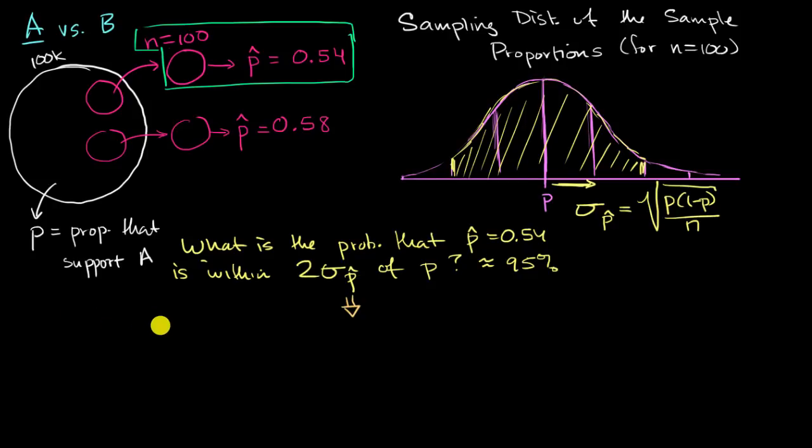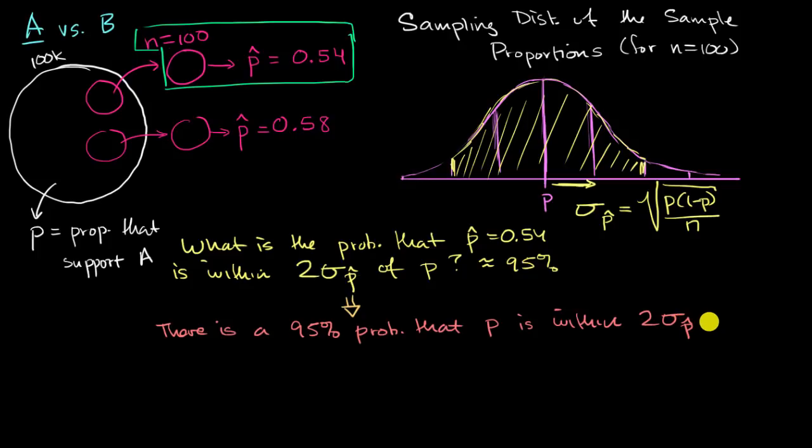We could say there is a 95% probability that the population proportion, P, is within 2 standard deviations of P hat, which is equal to 0.54. Pause this video. Appreciate that these two are equivalent statements.